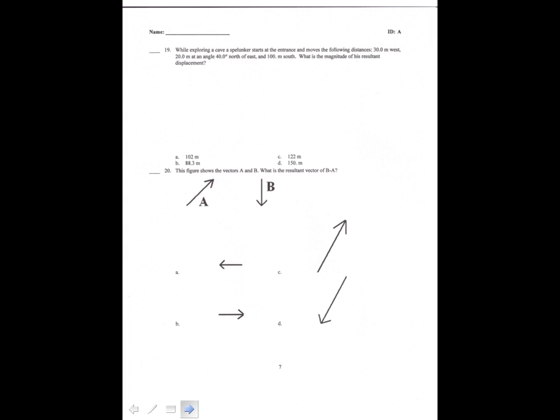Okay, while exploring a cave, a spelunker starts at the entrance and moves the following distances. I'm going to draw it. You have 30 meters to the west, so that's 30 meters in the negative x direction. So 30 meters to the west. 20 meters at an angle 40 degrees north of east. Alright, north of east, this is north and this is east. So it's like this. So this is 20 meters at an angle of 40 degrees.